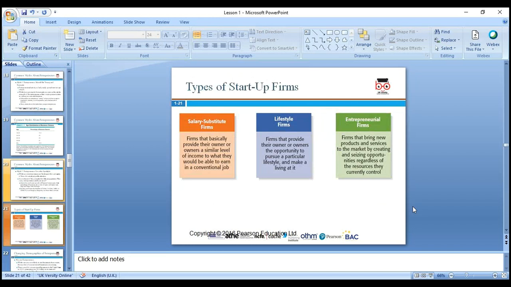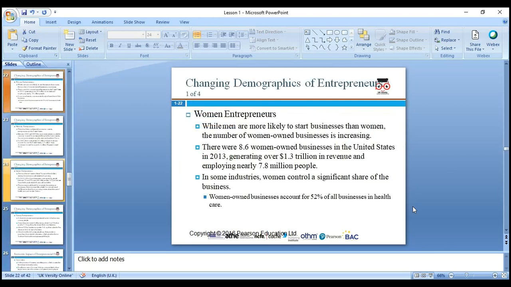Types of startup firms include salary substitute firms, which basically provide their owner with a similar level of income to what they would be able to earn in a conventional job. Lifestyle firms provide their owners the opportunity to pursue a particular lifestyle and make a living at it. Entrepreneurial firms bring new products and services to market by creating and seizing opportunities, finding opportunities regardless of the resources they currently control.